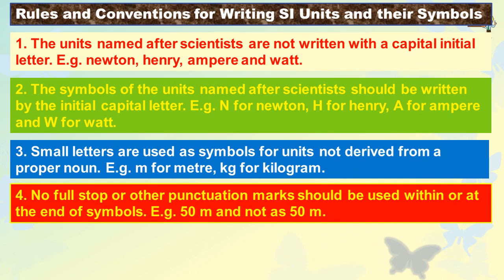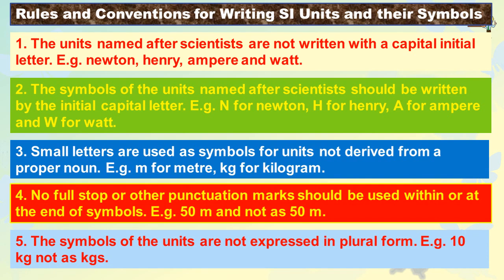Fourth one, no full stop or punctuation marks should be used within or at the end of the symbols. Example, if I give 50 meter, it should not be written as 50 m dot. Fifth one, the symbols of the units are not expressed in plural form. Example, 10 kg and not 10 kgs, 5 m and not 5 ms, like that.